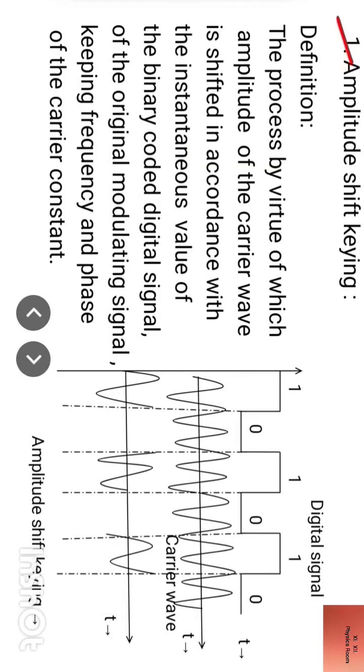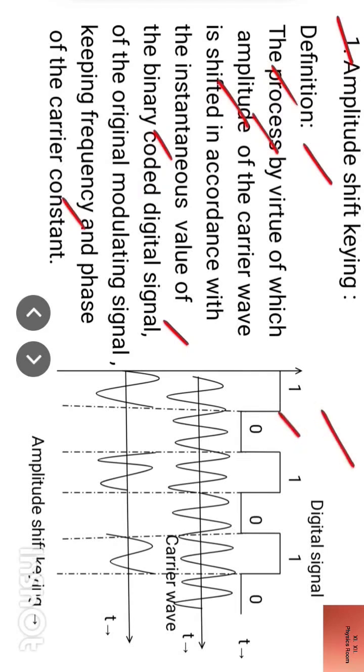Now first, amplitude shift keying. Let us define the process by virtue of which the amplitude of the carrier wave is shifted in accordance with the instantaneous value of the binary coded digital signal of the original modulating signal, keeping the frequency and phase of the carrier constant. Now look at this diagram.